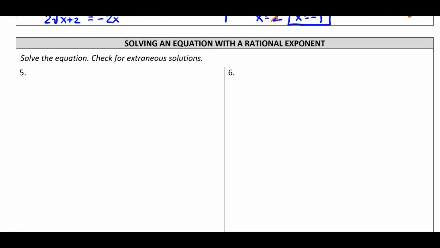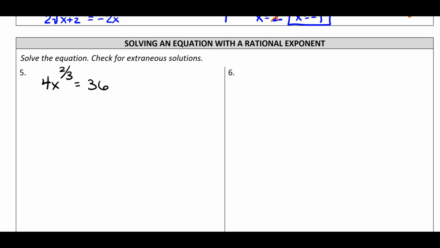All right, the last type to solve is solving equations with a rational exponent. What I mean by that is something like 4x to the 2/3 power equals 36. If you recall, that's still a radical equation because it's a cube root. Now, we want to isolate the x. If you wanted to, you could change this into a radical equation.